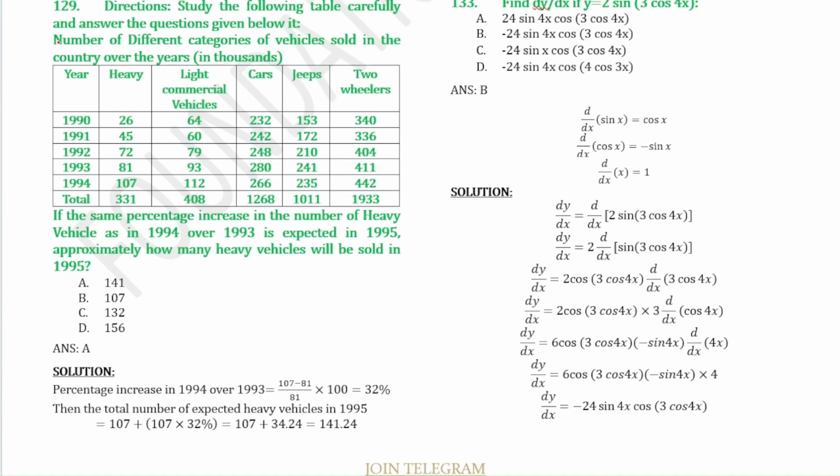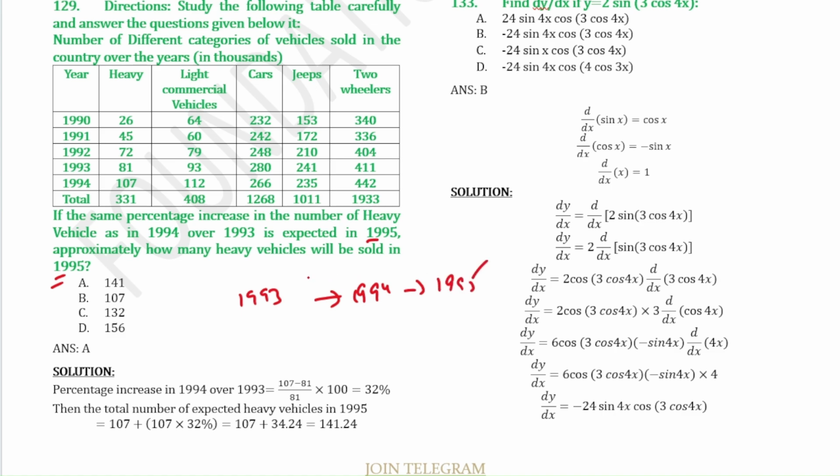Next question. The data is given. In this question, if the same percentage increase in the number of heavy vehicles as in 1994 over 1993 is expected in 1995, then we have to find out how many vehicles will be sold in 1995. So the percentage increase is from 1993 to 1994 to 1995.